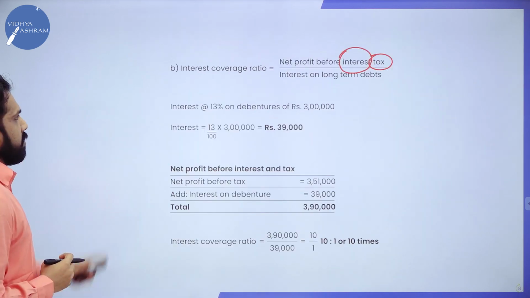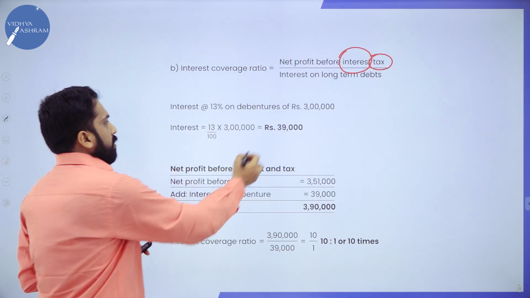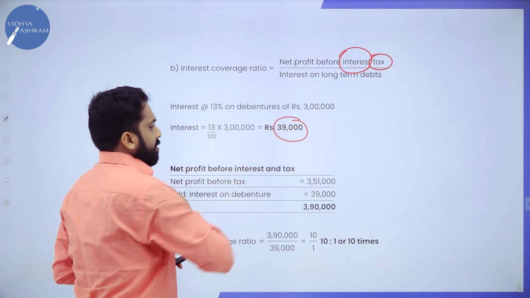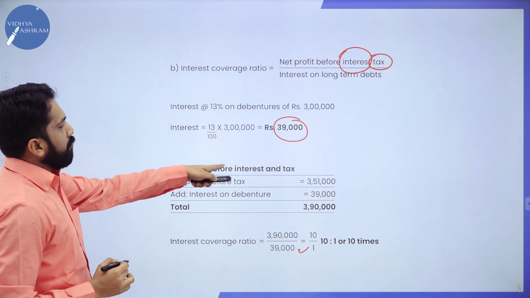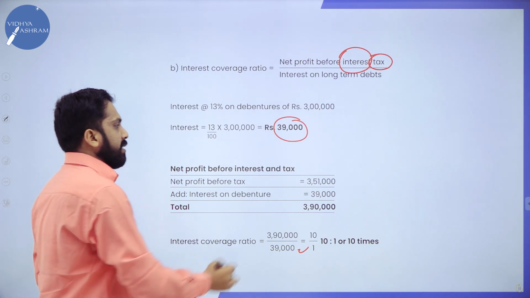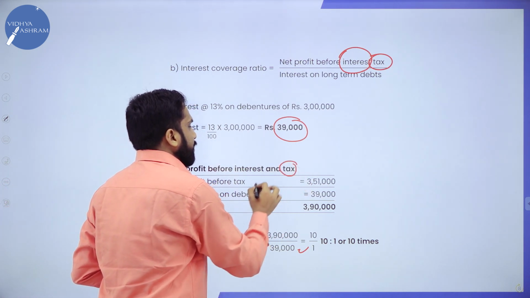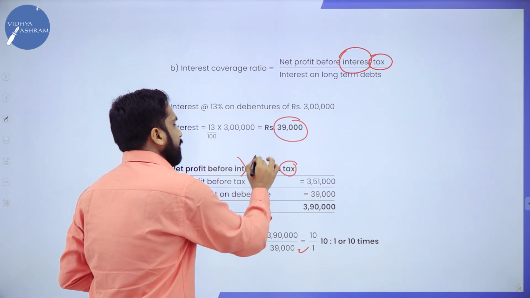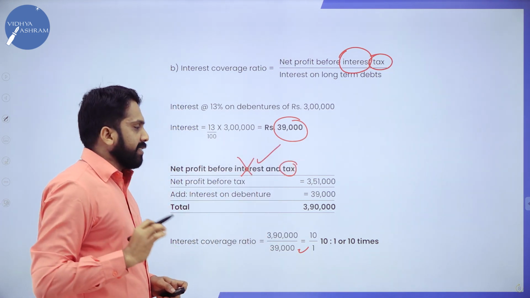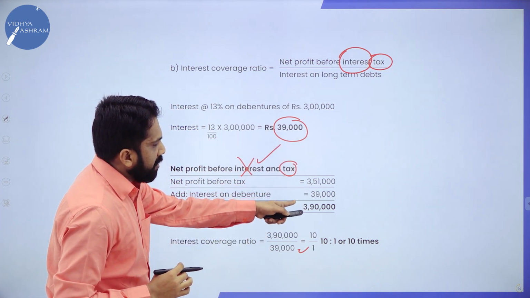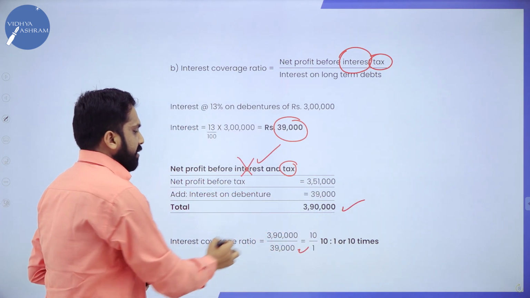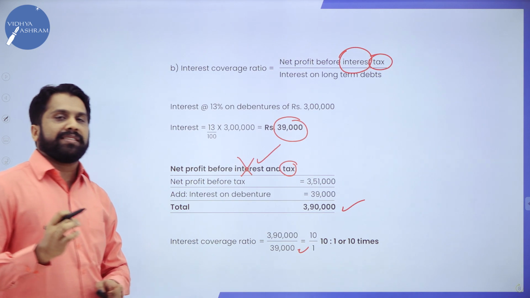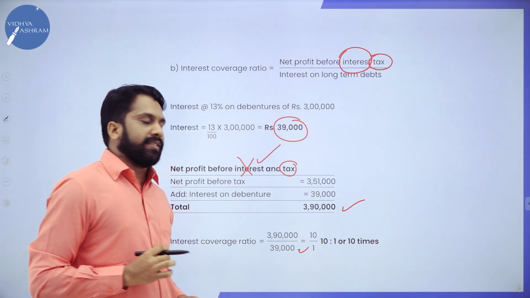Okay. See your answer. We already calculated it is 39,000. They have taken 39. Next, net profit before interest and tax. It was given only before tax. Interest was missing. Now we have taken. Now 3,51,000 plus 39,000, your answer is 3,90,000. 3,90,000 divided by 39,000 is your answer.